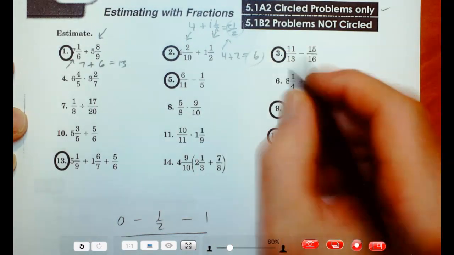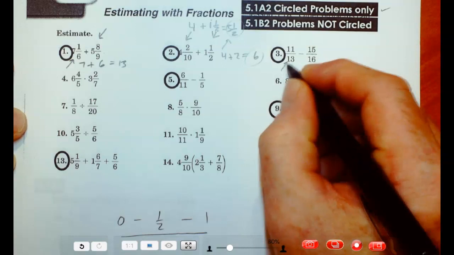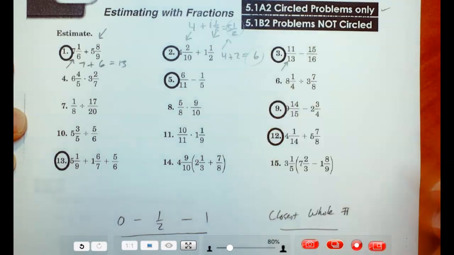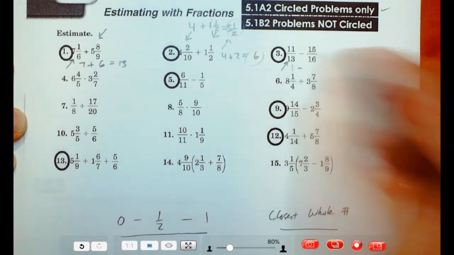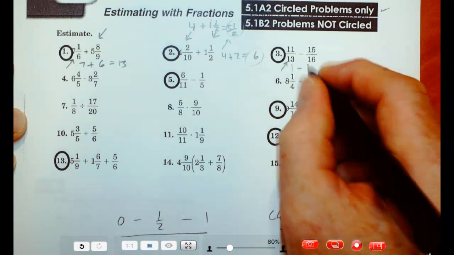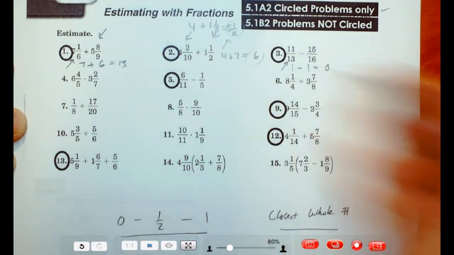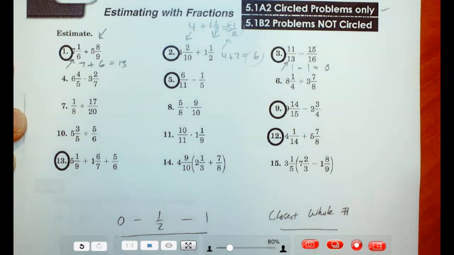All right, when estimating fractions, here we're just looking here. So we're at 11/13, that's almost a whole, so we'll call that 1. And we have 15/16, that's almost a whole, so 1 minus 1 is 0. I know you're saying, how can it be 0? It's just a small amount. There's not going to be much left over when we subtract 1 minus 1. So, all right, let's see.